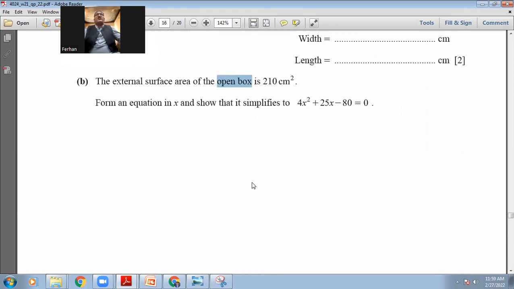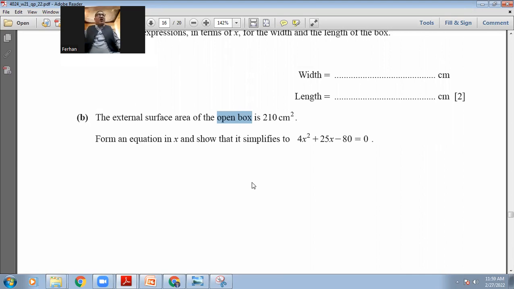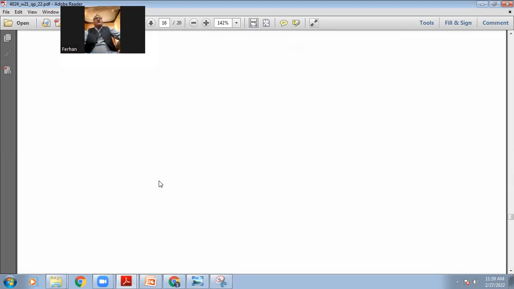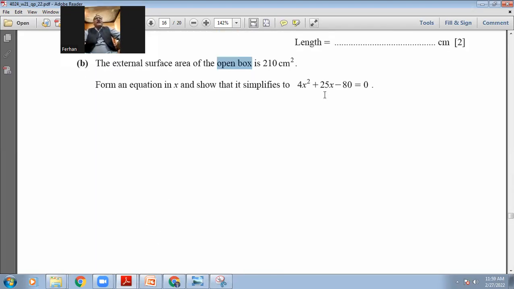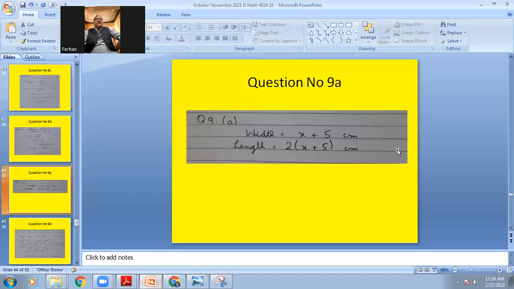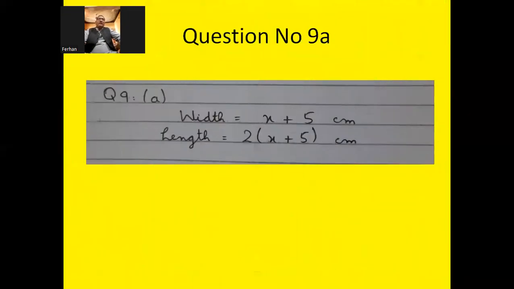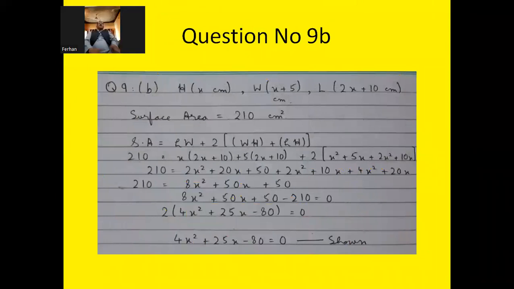It's a 4-mark question. In the open box, the formula for the surface area will be length multiply width, plus 2 multiply length multiply height, plus 2 multiply width multiply height. I will just put those values there and I will be able to find this equation. Let me show you. The height here is x, the width here is x plus 5, and the length here is 2x plus 10. It's an open box.